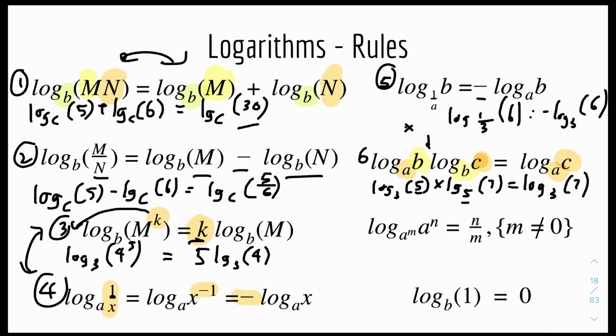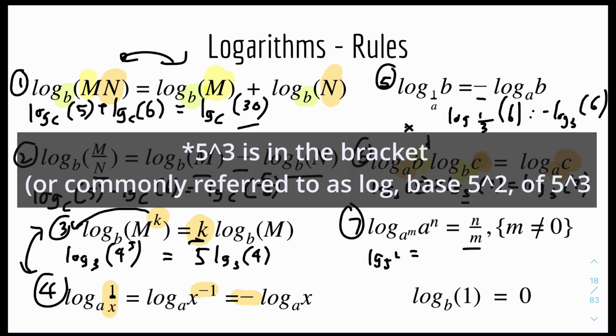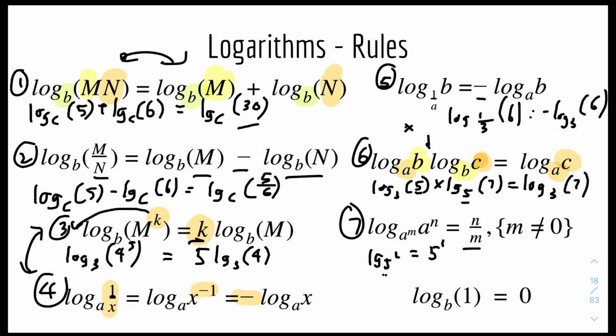And then number 7, we have log base a to the power of n, and then in the bracket a to the power of m. This will equal n over m. We don't see it too often if you have just a simple number, but if it's a large number where you can simplify it to a power, then it'll be quite useful. For example, log base 5 to the power of 2, in the bracket 5 to the power of 3, equals 3 over 2. Note that it has to be the same base, 5 and 5.